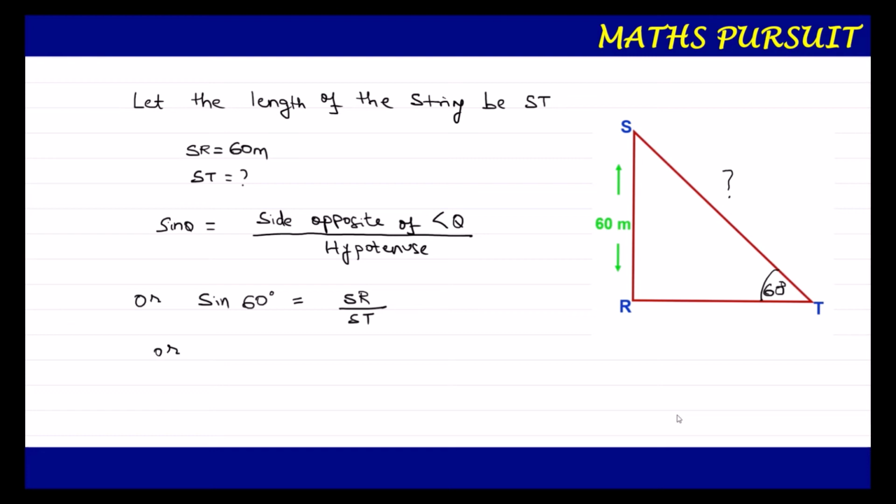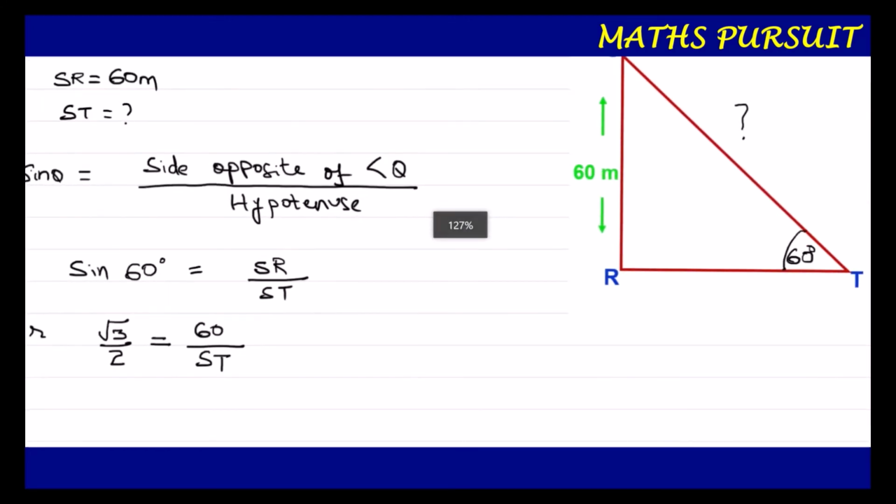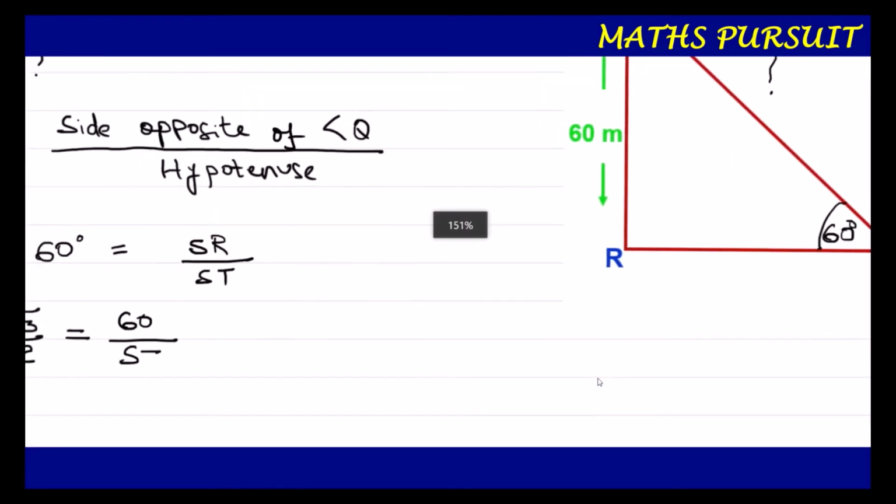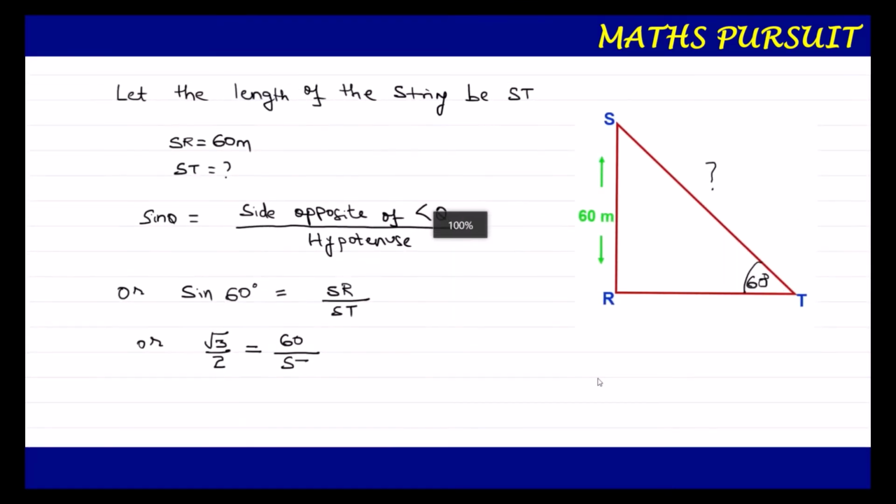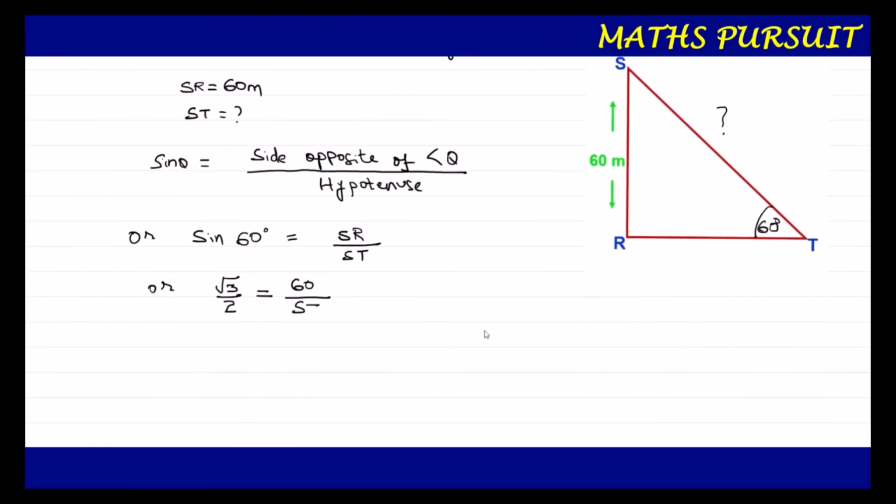What is sin 60 degree? Guys, by this time we very well know these values of sine, cos and tan. So sin 60 degree is nothing but root 3 by 2. We need to keep in mind the complete trigonometric table, so that we can easily find out these values without wasting our time. So root 3 upon 2 is equal to SR, which is 60 meter, upon ST. Let us keep it as it is ST, because after all we are going to find out the value of ST.